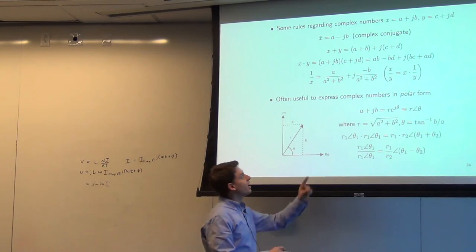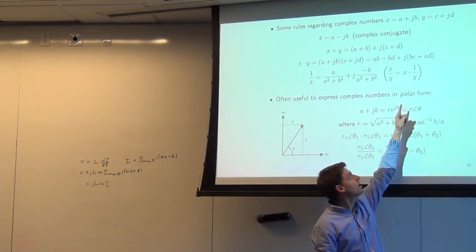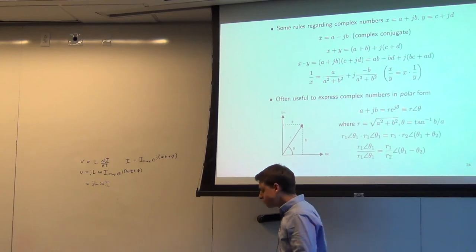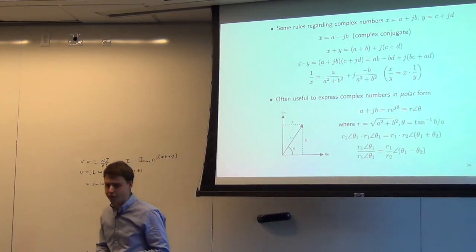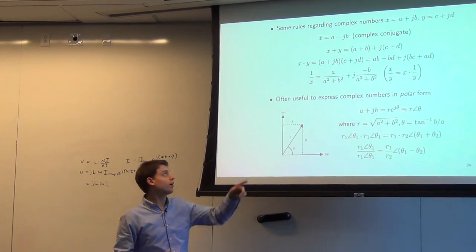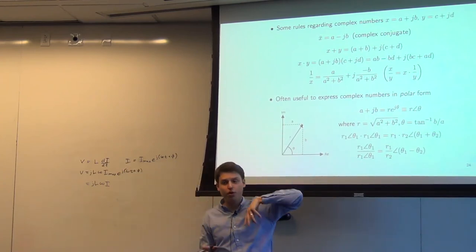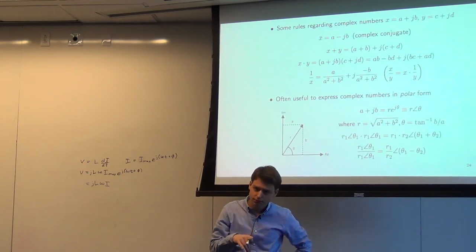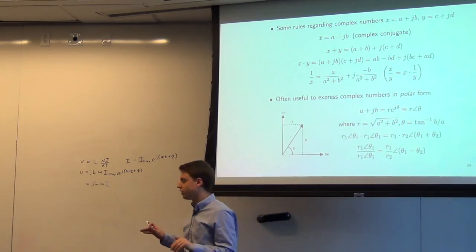So I'll represent x as a plus j times b, and y is another complex number, which is c plus j times d. The complex conjugate of any complex number x, denoted as x bar, equals just the real part with the sign of the imaginary part flipped. That's just the definition of the complex conjugate.